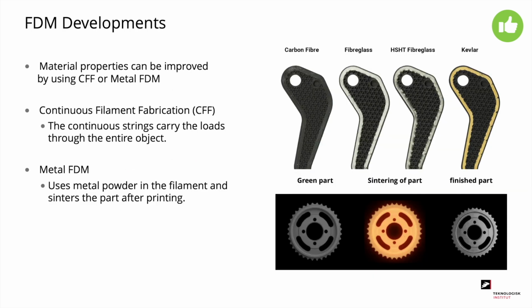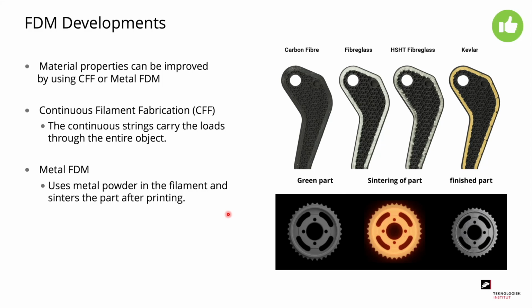Another advantage of FDM printing is the new developments that are going on. For instance, if you want to improve the material properties, you can do this by CFF or metal FDM printing. CFF is the continuous filament fabrication, where you use a continuous string of either carbon fiber, fiberglass or Kevlar to put into the part that you're printing.